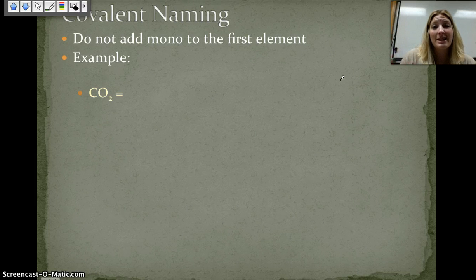Remember, the key thing to keep in mind is do not add mono to the first element if there's only one. So let's look at one that's probably fairly familiar to you. CO2. We have one carbon. It's our first one, so we don't add mono. We're just going to name it. So carbon, and we have 2 oxygens. So our prefix for 2 is di. We name our second element with an "-ide" at the end, carbon dioxide.